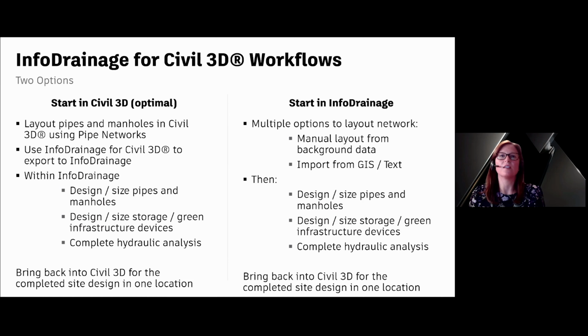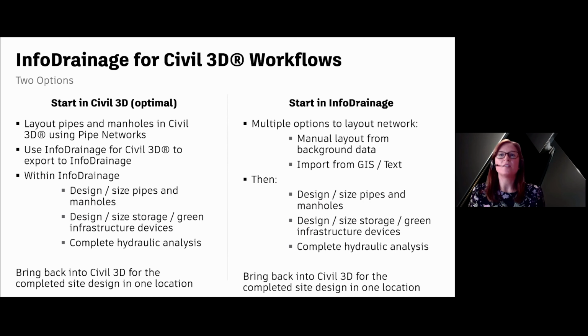If we choose to start in Info Drainage, we have the option to start with either storage or green infrastructure features and connect them up, or start with a pipe layout and add our storage or green infrastructure features. Either way, there's multiple options to lay out that network. So we can manually lay that out, tracing over background data such as a CAD, GIS file or image data. But we can also import some of that data from CAD files, from GIS or text files.